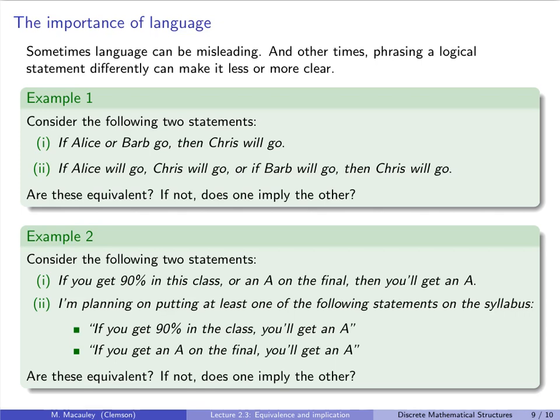So first of all, what do I mean when I say I'm putting these statements on the syllabus? At least one. Let's say that I'm putting both of them. And so probably what I would say is this first one, if I get 90% in the class, by the way, let me call that A, then I'll get an A in the class. Let me call that C. So this says A implies C. And then an A in the final, let's call that B. I'm sorry that I'm double using A for a grade and also a proposition. And then the second one says if you get an A in the final, so this is B implies C.